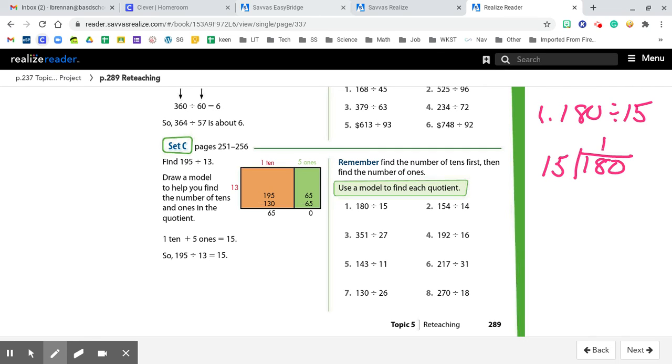You can do 15 times 10 is 150. That's a partial quotient. And so we have 30 remainder. Sorry about that. And 15 goes into 30 2 times. So we combine that. So we get a 12 here.